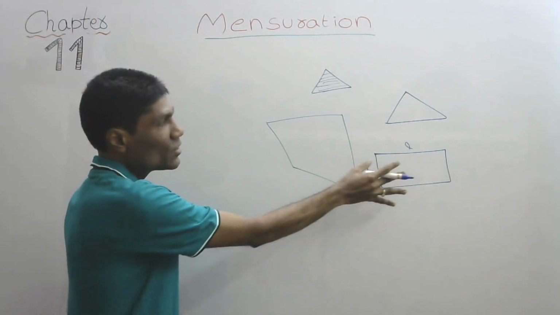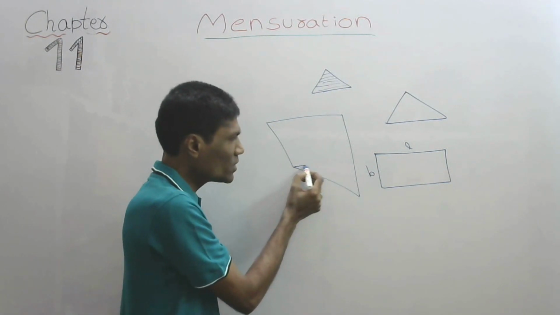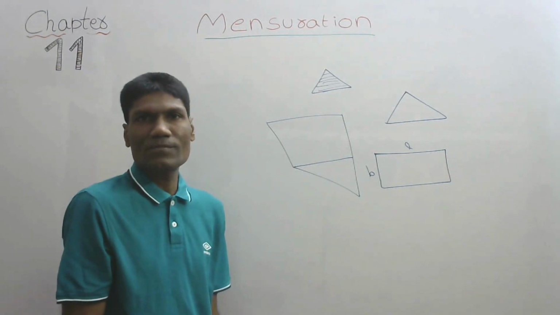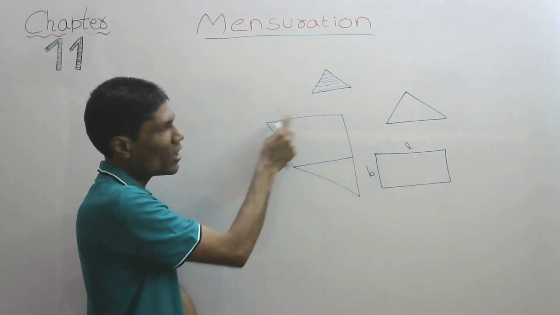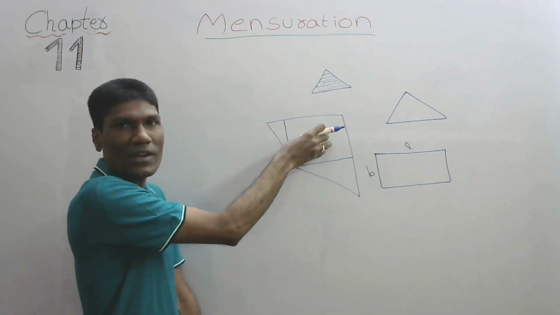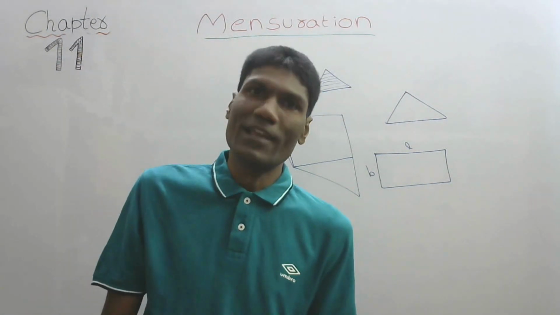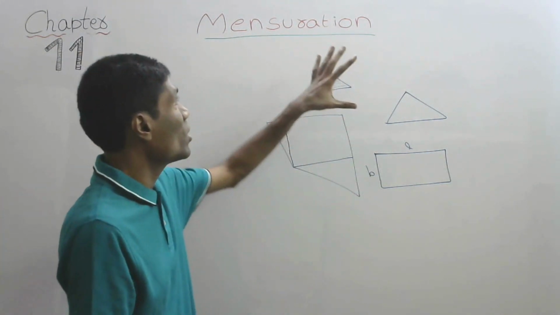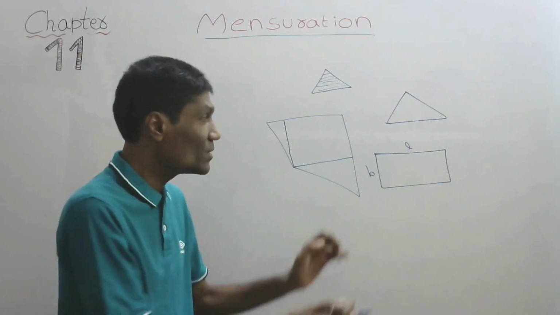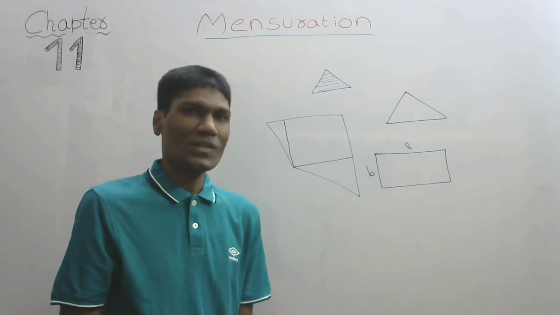So if the figure is not falling on this category, then how to do? Simple. What we will do is we will cut it like this and we will find this area and this area separately. If you feel this is also not a rectangle, again we can cut it like this. This will become one rectangle and this will become one triangle. Like that we will be dealing. So the whole concept or the topics we are going to cover in this mensuration is finding the areas of different figures. Now let us start.